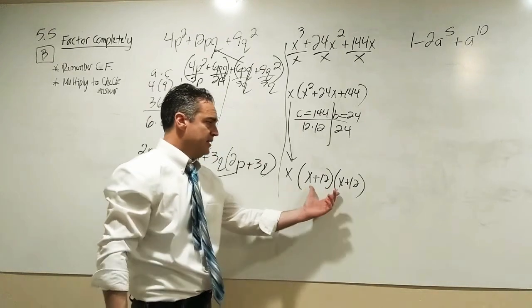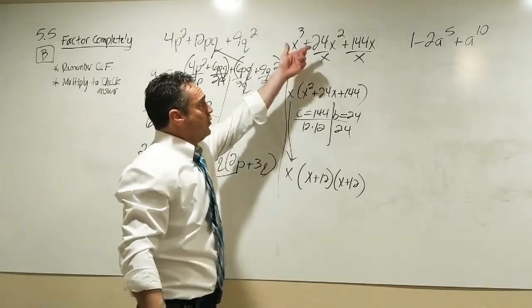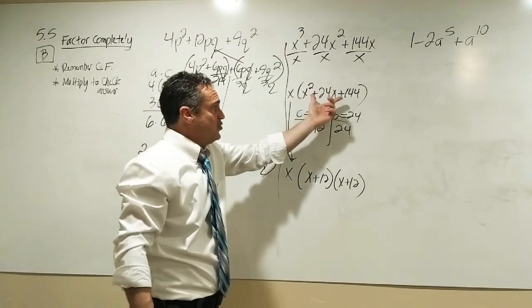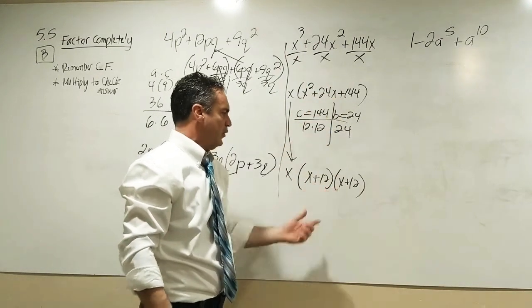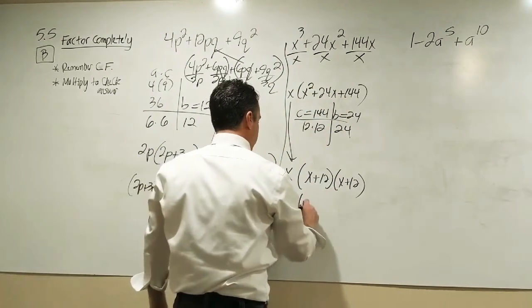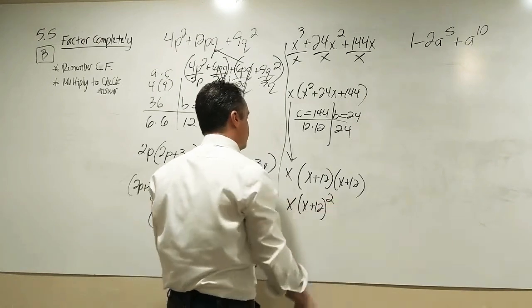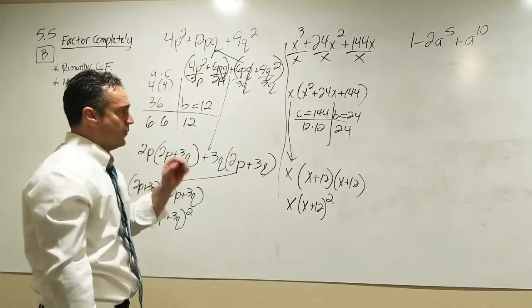And we could ask, is this a trinomial square? The original problem is not, but this trinomial is a trinomial square because those were the same. You could in essence say this is x times x plus 12 quantity squared. And so we go from there.